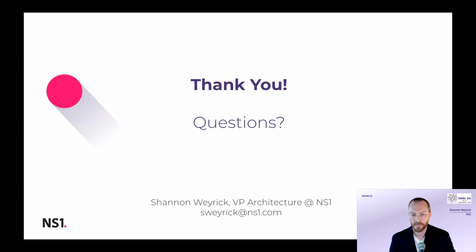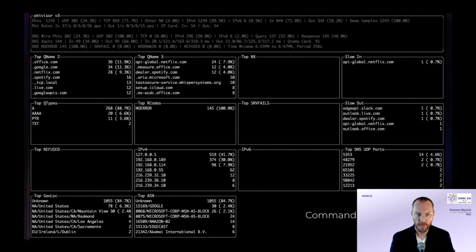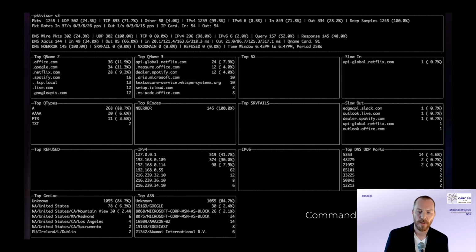The first question is by Matthew Poundset. Is the command line UI screenshot you shared single host information, or is that summary data? It is a single host, but it's summarizing the time window. The command line interface will always be a single host. It could be local, it could be remote, and it's summarizing the time window as it shows here, for example, 643 to 647, but single host.